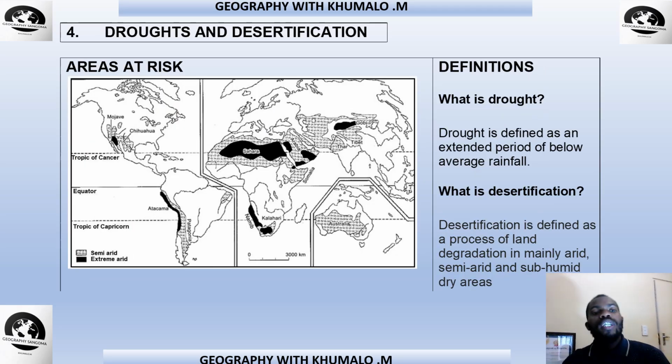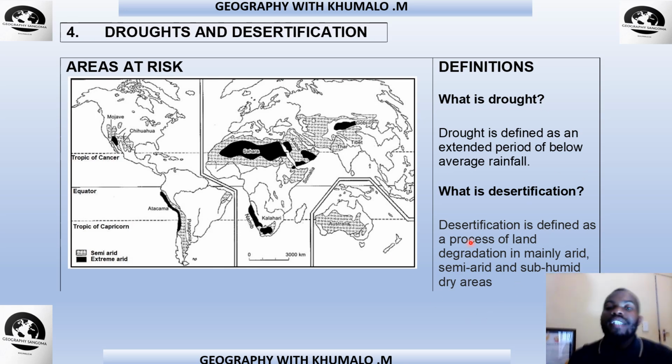Then we go to drought and desertification. What is drought? We must know the areas that are at risk. We must know what drought is. Drought is defined as an extended period of below average rainfall. When an area receives below average rainfall, then we say it experiences drought.